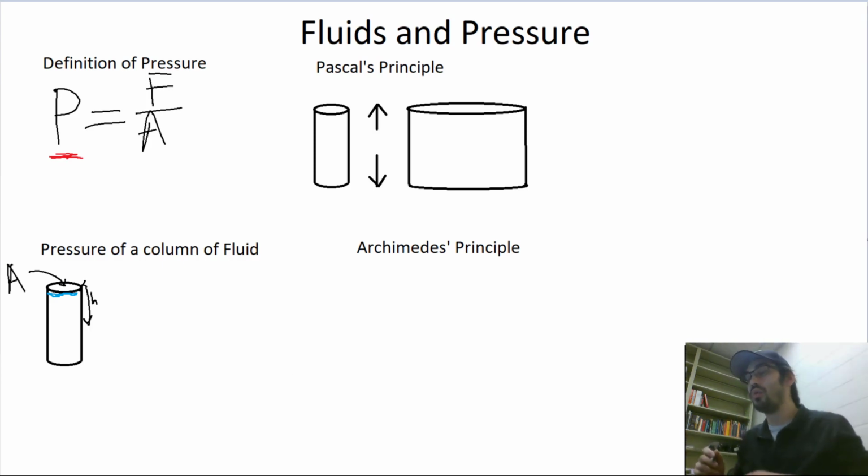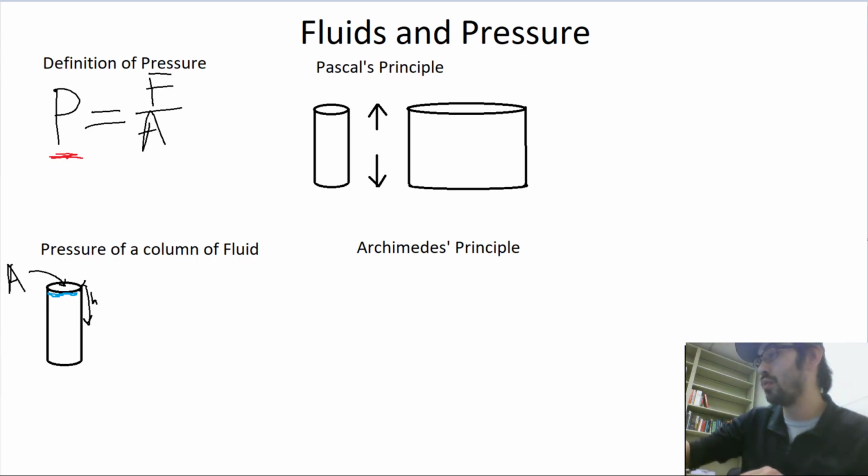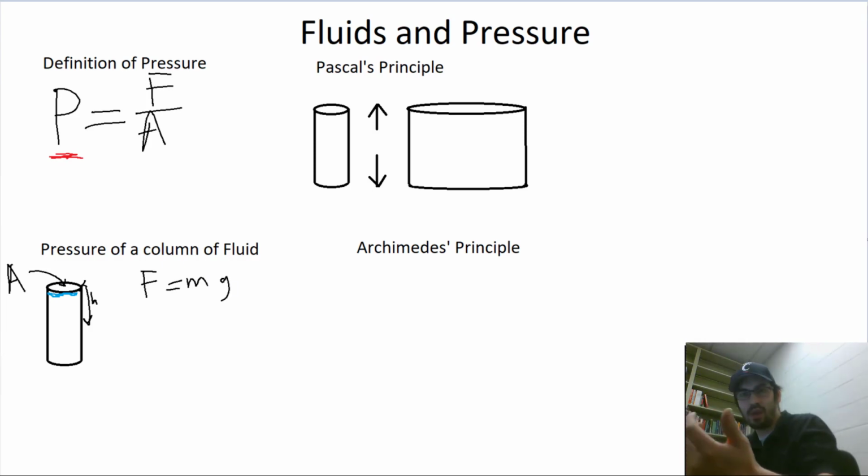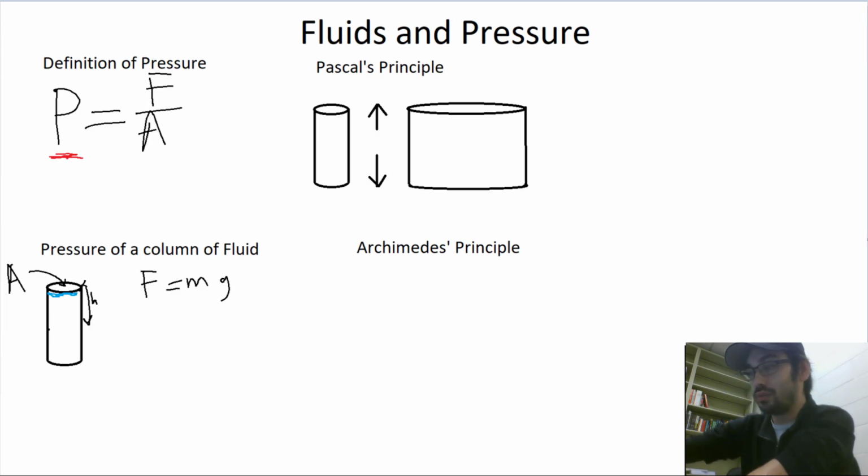In order to find what the force is, the force is going to be equal to mg. But we don't have what m is. We can find m from the volume of this amount of water that goes down to this height h, and from what the density of this is.